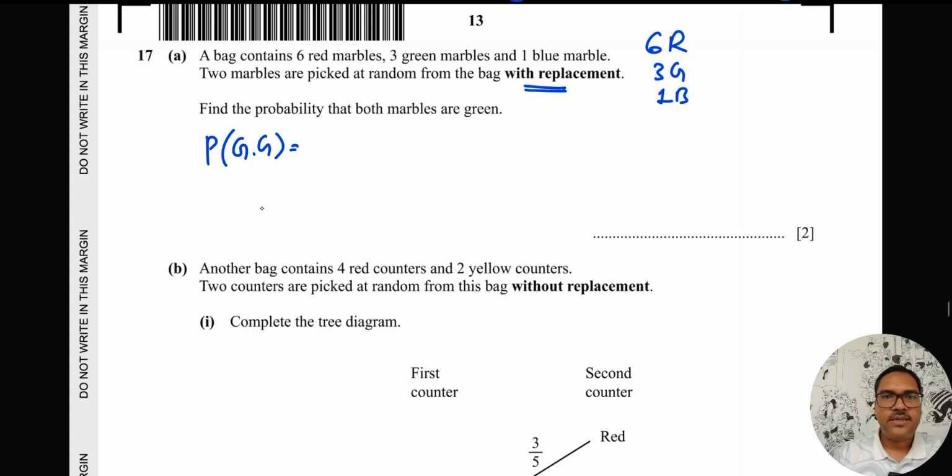Okay. So what you can say is, this is with replacement. So what is the probability that the first is green? There are 3 green out of 10 total. Correct. Now since we have replaced it, there is no change. I have selected one marble and I have replaced it. So there will be the same 3 green marbles in the second case also, and 10 marbles total. So what is the probability? This is 9 by 100. So that is the answer for this first part.